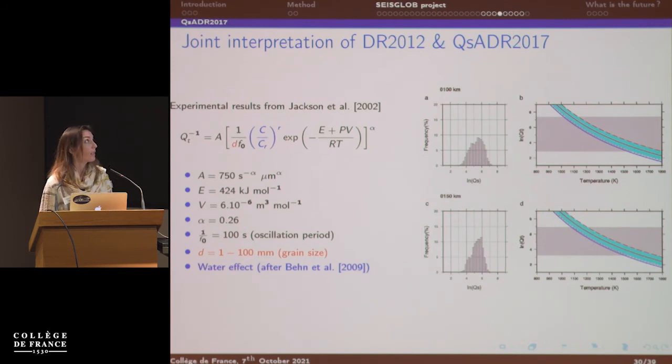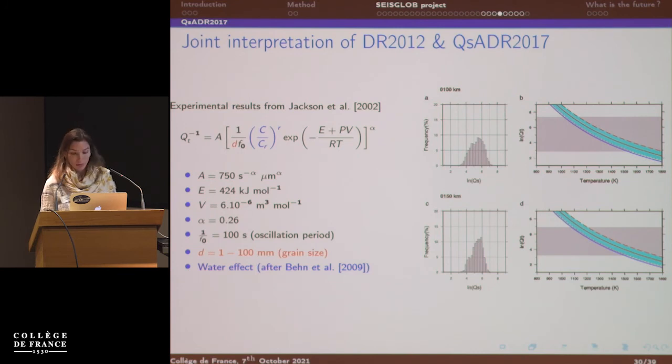We can take some experimental result that tells us the quality factor is related to temperature through this kind of relationship. Here you have the grain size, here, if you want to include the water effect, and here the period at which you are looking. Then you can put in the parameters you need, and you can get the relationship between the quality factor and the temperature.